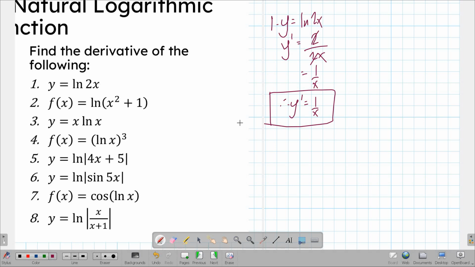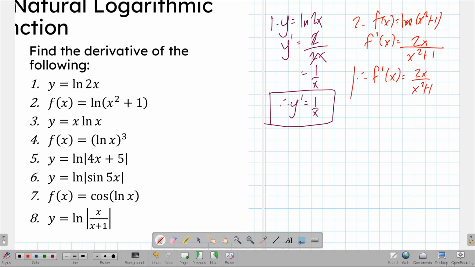Now, let's make it a bit more complicated. Let's take a look at number 2. We have f of x is equal to ln of x squared plus 1. So applying the same rule, f prime of x becomes the derivative of the function inside, that's 2x, over the original function, that would be x squared plus 1. And since we cannot simplify that anymore, the derivative of ln of x squared plus 1 would be 2x over x squared plus 1.